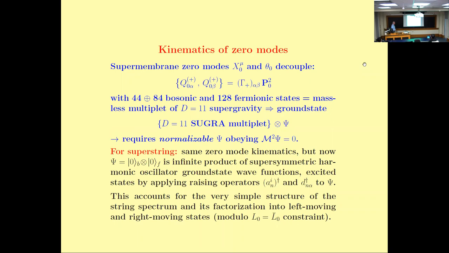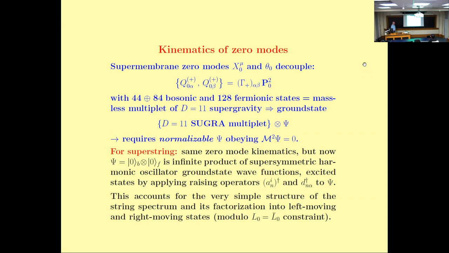So in the superstring, you have an exceedingly simple structure. It's just harmonic oscillators, it's not more than this. The only thing that complicates life a little bit is the extra constraints on the number of right and left moving states.